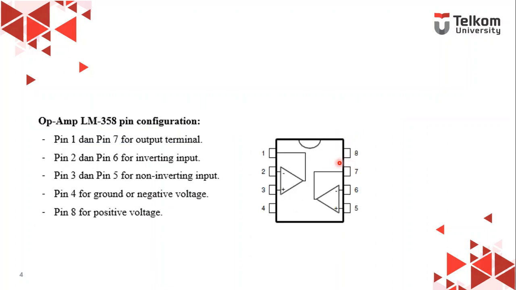And then, as you can see here, this is the LM358 pin configuration. The first pin and seventh pin is for output terminal. The second pin and sixth pin is for inverting input. The third pin and fifth pin is for non-inverting input. The fourth pin is for ground or negative voltage. The eighth pin is for positive voltage.